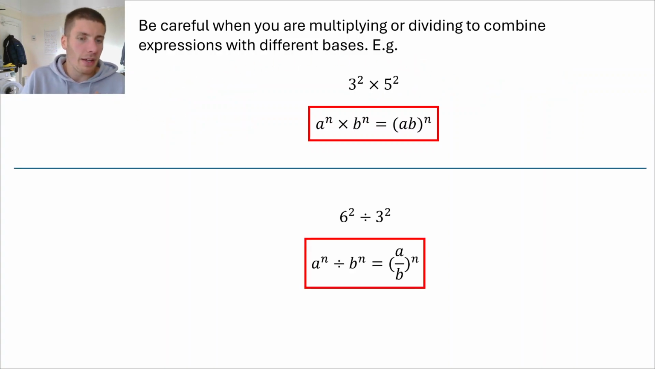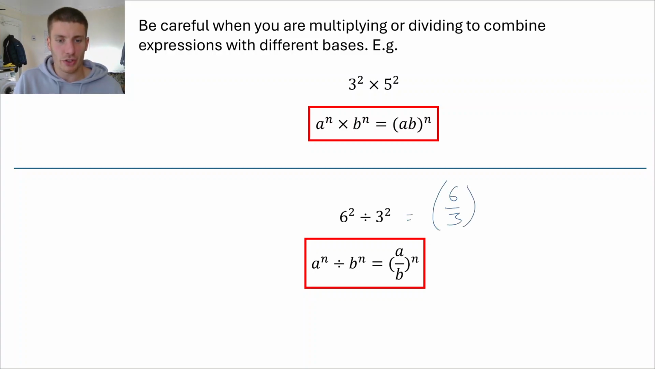Otherwise, let's look at this one. Again, this time we're dividing where the bases are different, but the exponents, the powers are the same, which means we can write it as, this one would be 6 over 3, where A is 6, B is 3, and your power is 2, so to the power of 2. And 6 divided by 3 is 2, so 2 squared, which is equal to 4. Okay, and let's just double check this makes sense. 6 squared is 36, 3 squared is 9, 36 divided by 9 is of course equal to 4, which is exactly the same thing as this over here.